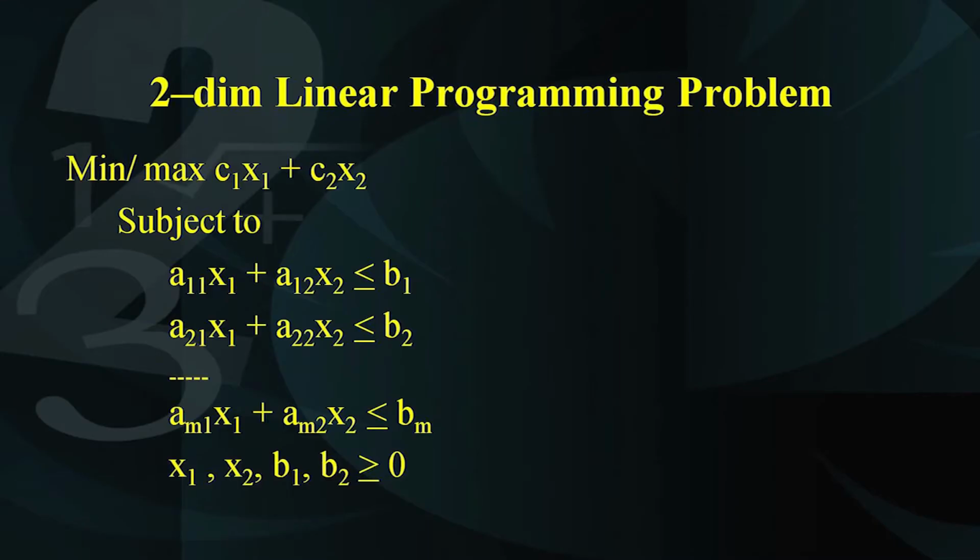So, first of all, let us look at the definition of a two-dimensional linear programming problem. It states that we want to minimize or maximize C1 x1 plus C2 x2 subject to A11 x1 plus A12 x2 less than or equal to B1, and similarly A21 x1 plus A22 x2 less than or equal to B2, and like this we could have m number of constraints, that is Am1 x1 plus Am2 x2 less than or equal to Bm. x1 and x2 are the decision variables and they have to be greater than or equal to 0, and all the Aij's, the b's and the c's have to be real numbers.